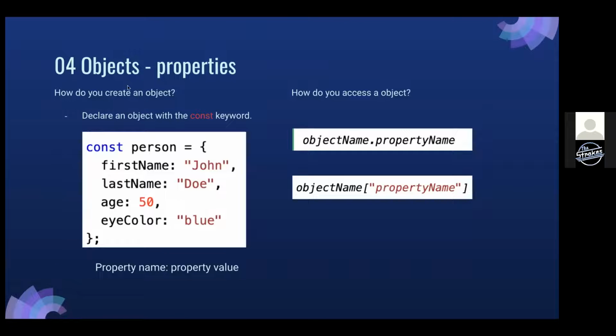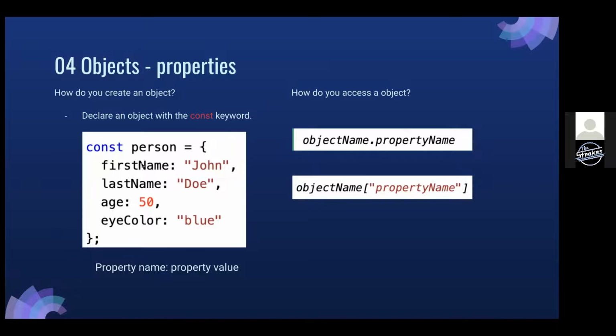So properties, let's get into them a little bit. How do you create an object? You declare an object with the const keyword. Like I said before, const is usually used when you don't want a variable to change. But you could also use it when you're creating an object. And objects follow this syntax.